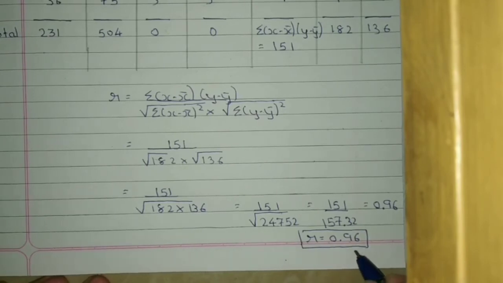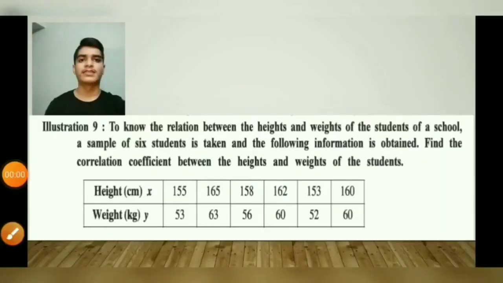So we can say that it is a positive correlation. Illustration number 9. To know the relation between the heights and weights of students of a school, a sample of 6 students is taken and the following information is obtained. Find the correlation coefficient between the heights and the weights of the students.